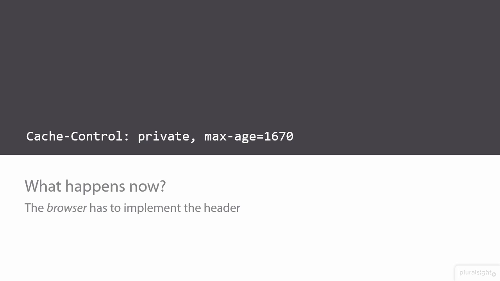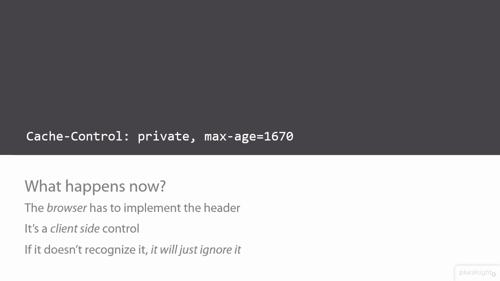So the browser has to look at something like cache control and say, I know what that is. I know what it is that I now need to do based on the instruction that the server has given me. And this is a really, really important thing. It is a client-side control. It's entirely up to the browser what it now does with this header. So as we start looking at security headers, it's really important to remember that they are just an instruction back to the browser. Now the browser may not even recognize it.